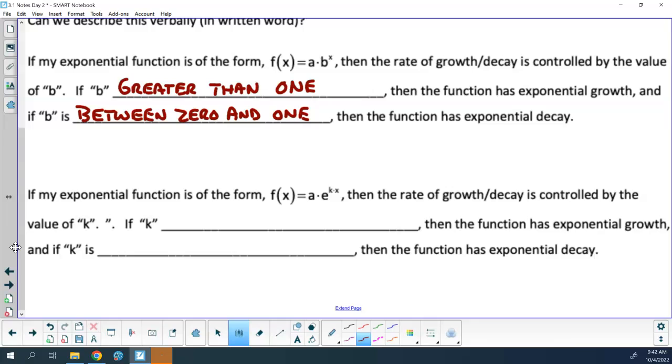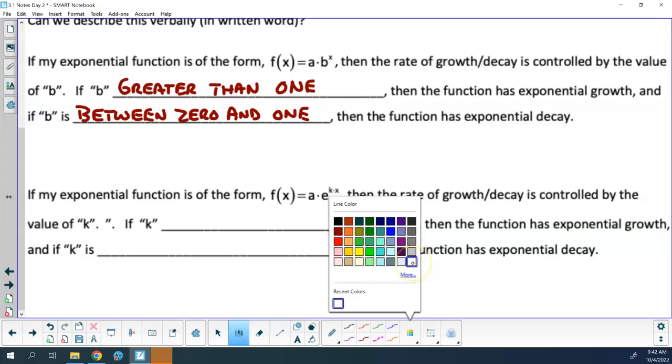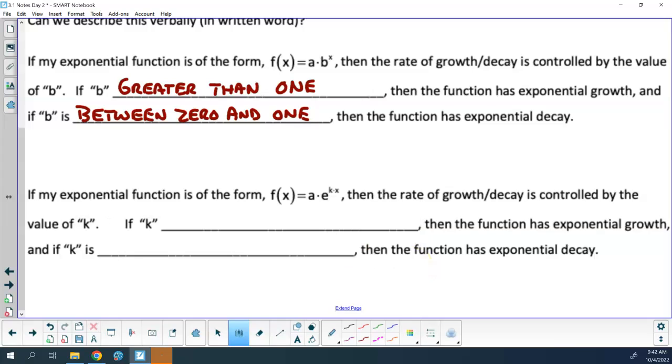From today, first off, there's a typo right there. If k is positive, it's a growth. And if k is negative, it is a decay. Okay?